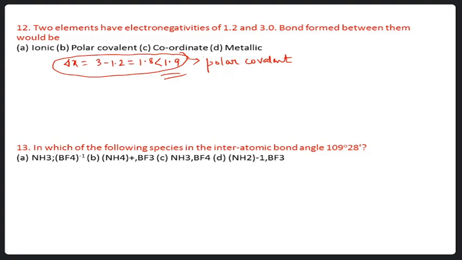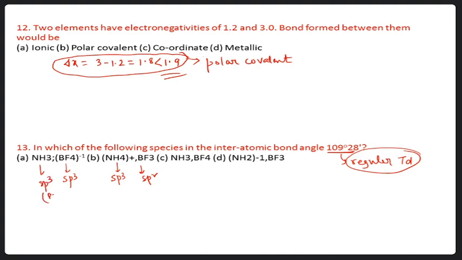That is a very good question. In which of the following species is the interatomic bond angle 109 degrees? That means regular tetrahedral. Which of the molecules has regular tetrahedral geometry? Then you can solve it easily. NH3, BF4 minus: it is pyramidal, it is octahedral. NH4 plus, BF4 minus: sp3, sp2, sp3, sp3, but this is pyramidal. Ammonia has one lone pair. Ammonia with BF4 minus is not possible.